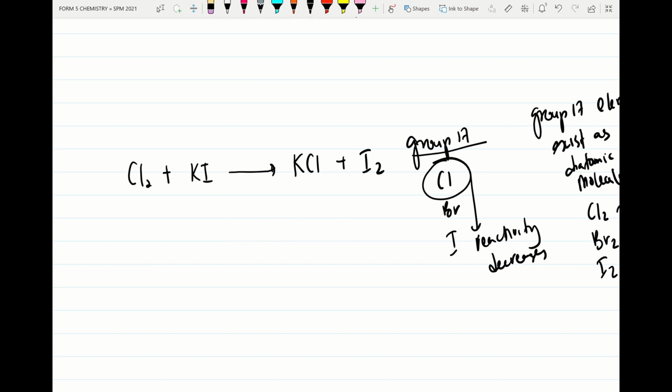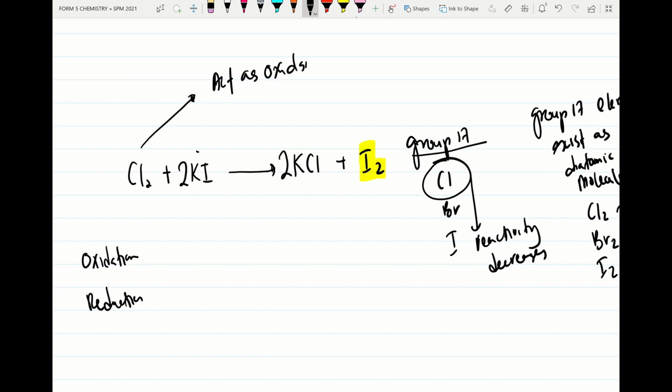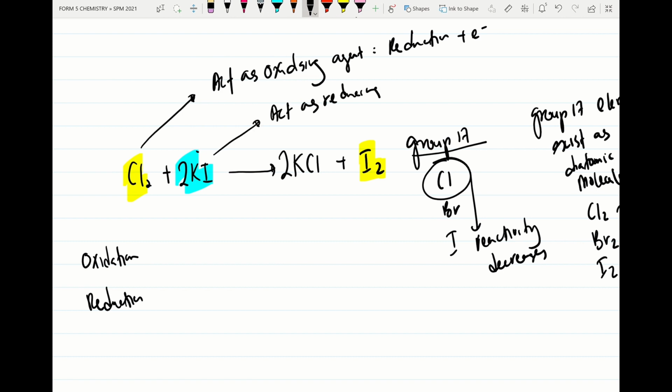All right, so next how to balance the equation. Just balance iodide 2. So I put iodide 2, potassium 2, potassium 2. All right, so this is the chemical equation that students should write. All right, so how to do half equation for oxidation, how to do half equation for reduction. Please remember this chlorine molecule acts as oxidizing agent. Oxidizing agent undergoes reduction. Reduction means gain electron. If chlorine molecule acts as oxidizing agent, therefore potassium iodide solution will act as reducing agent.